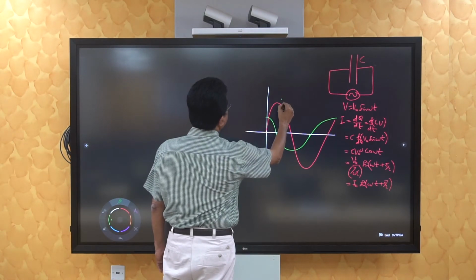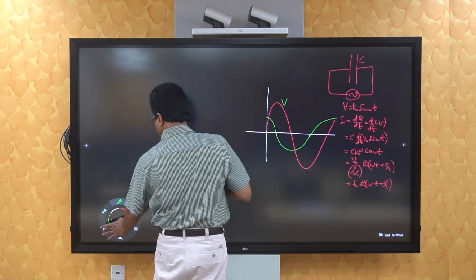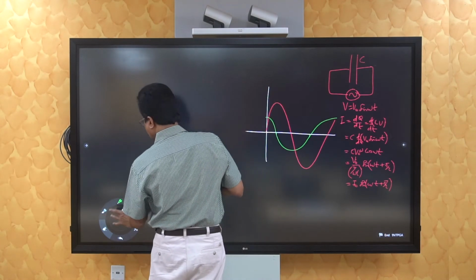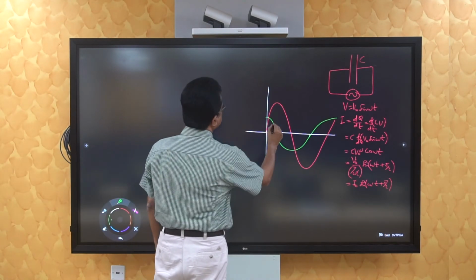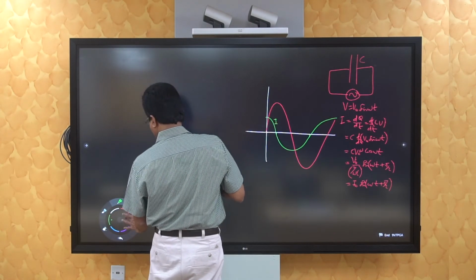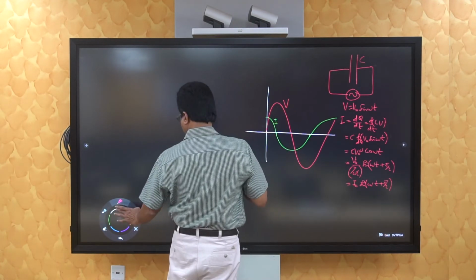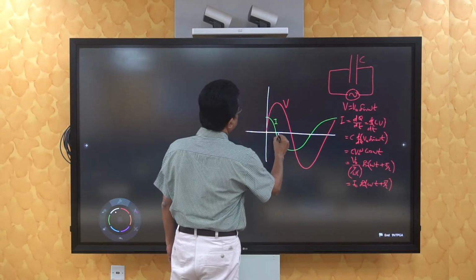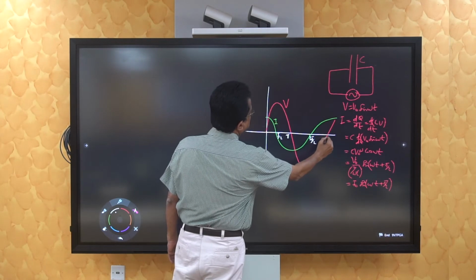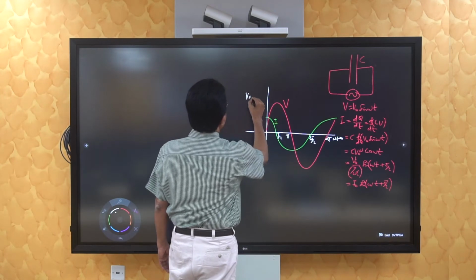This is the voltage and this is the current. This is the current waveform. This is the voltage waveform. This is pi by 2, pi, 3 pi by 2. This is 2 pi. Here we plot omega t. Here voltage or current.